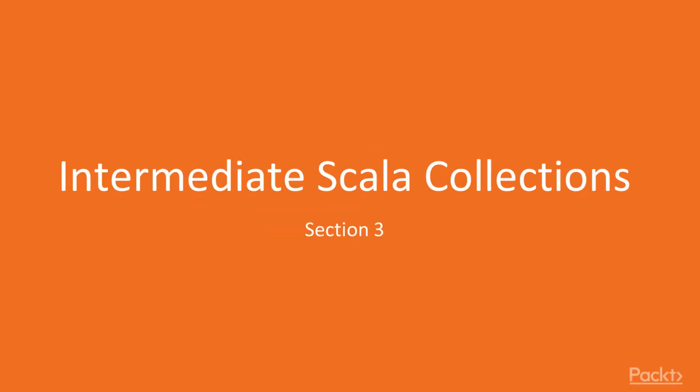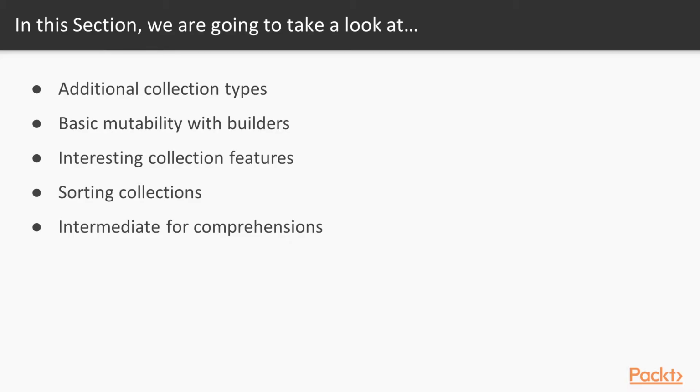Welcome back. In this section, we'll talk about intermediate Scala collections. We'll start by talking about additional collection types, then talk a little bit about basic mutability with builders. We'll talk about some interesting collection features, a bunch of the methods that are part of the simpler methods that we talked about in the first volume, but that provide a whole lot of value on their own.